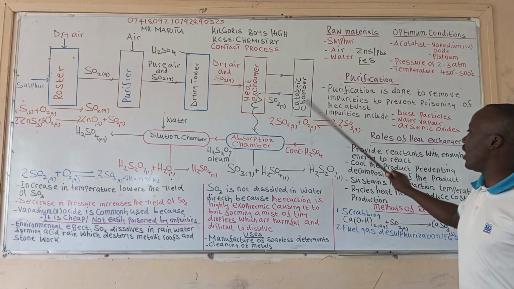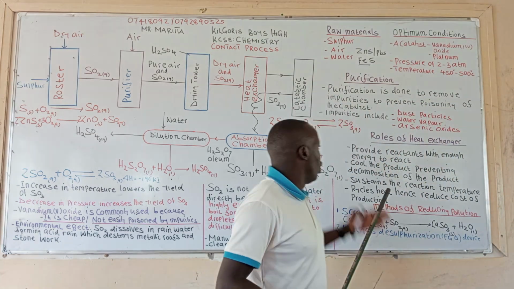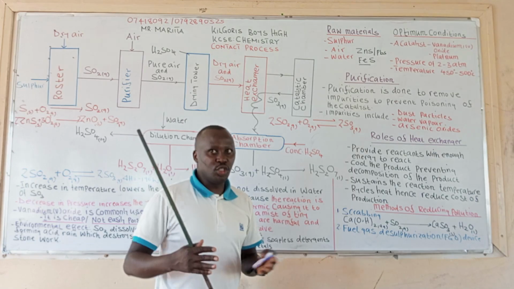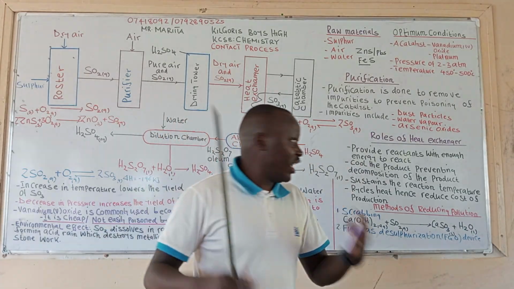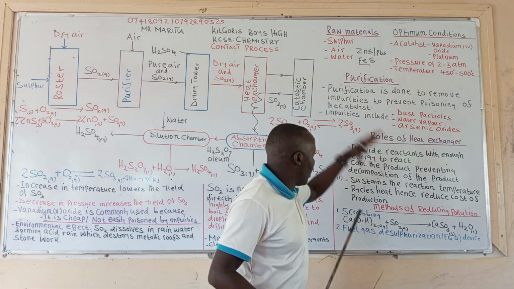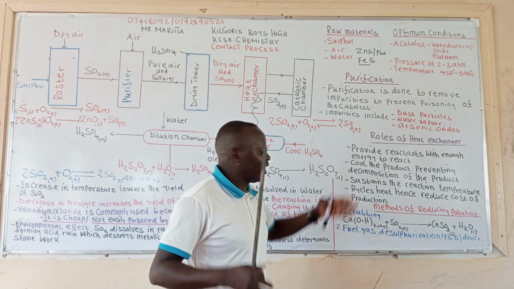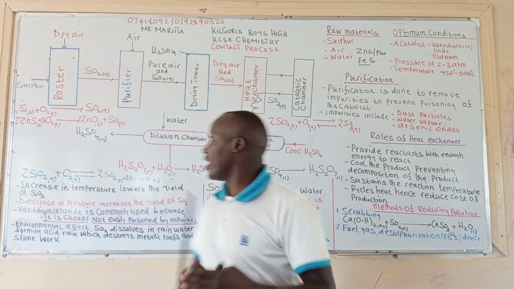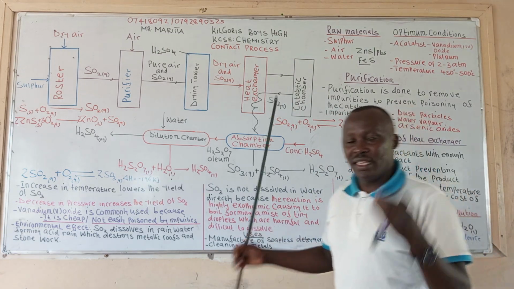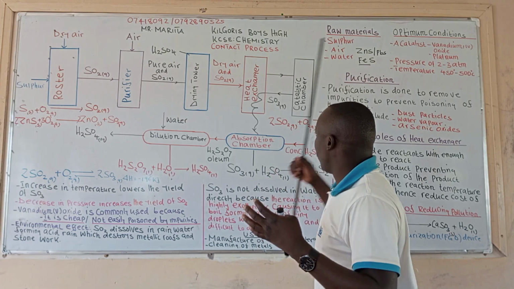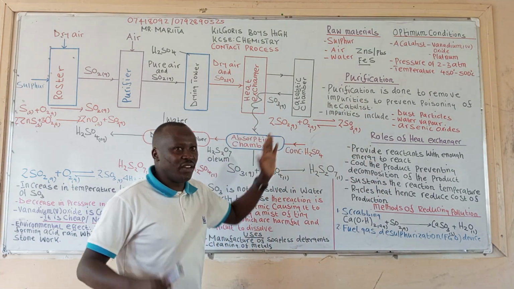So from the heat exchanger here you have the catalytic chamber. But what is the role of the heat exchanger? It will be required to give the roles of the heat exchanger. It provides reactants with enough energy to react. What are the reactants in this case? The reactants here are the sulfur dioxide and in this case oxygen. So when sulfur dioxide and oxygen react, the gases will be converted to sulfur 6 oxide.